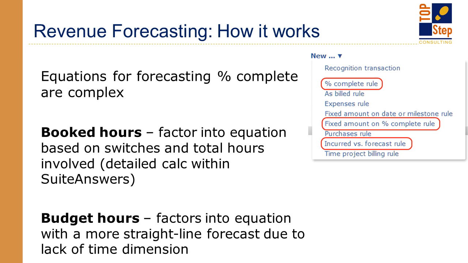And there is actually a very good detailed diagram with these within Suite answers on the forecasting and the booked hours. And then the budget hours factoring into the equation just with the straight line forecast. If you've got 1,000 hours and you just need to straight line it out over 10 months, for example, you can just get a very even amount there.